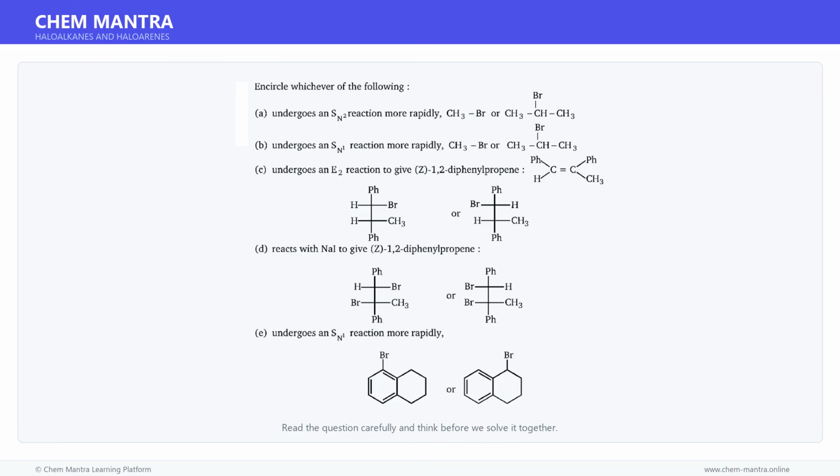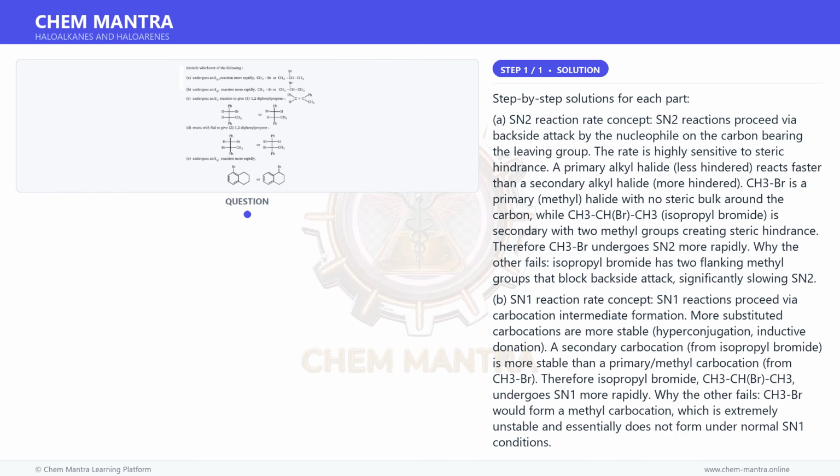Here is a matching type question. Study the items in both columns carefully. Try to work out the matching before we solve it together. Let us begin solving this step by step. Step-by-step solutions for each part.